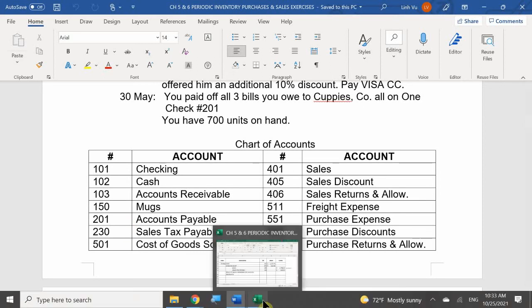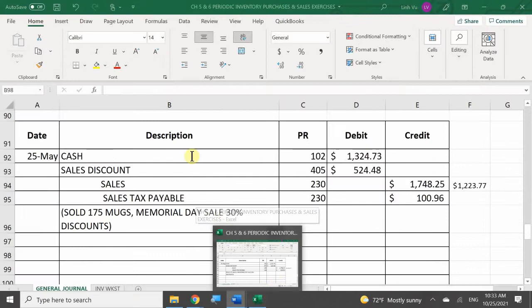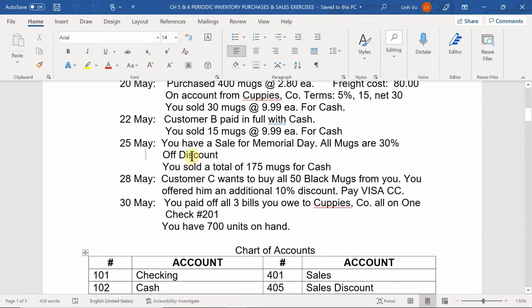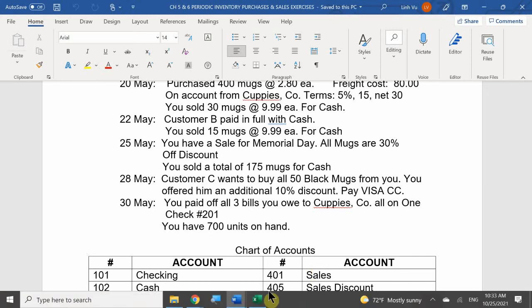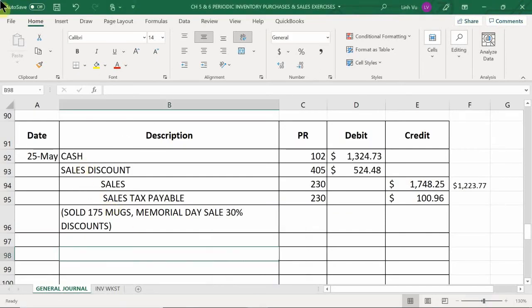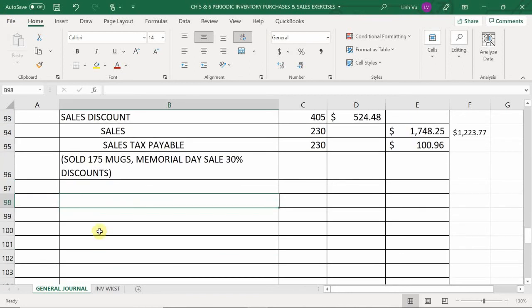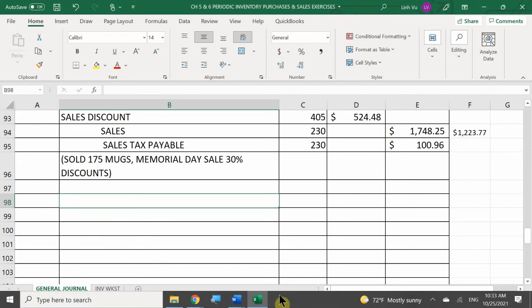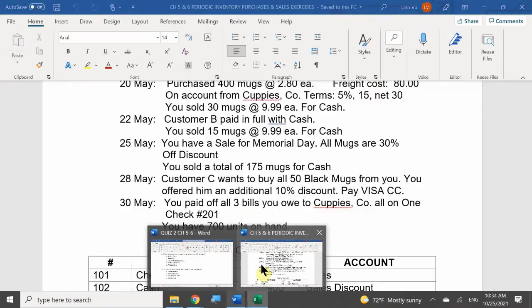And how do I journalize the rest? So I'm selling to customer C all 50 black mugs with an additional 10% discount. So how am I going to record this? Accounts receivable? He did not pay it on an account. He paid with a Visa credit card. Checking account. Sales discount.